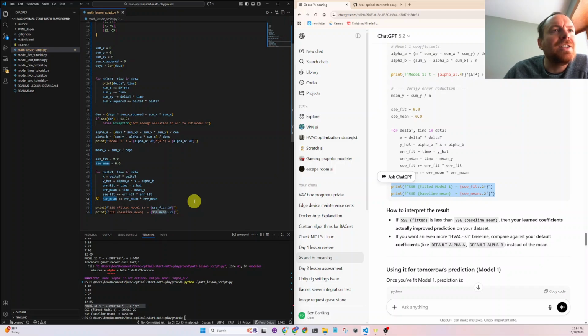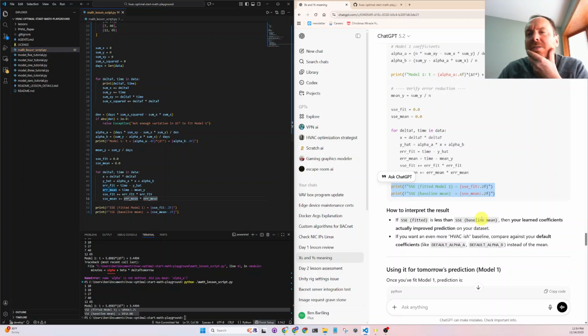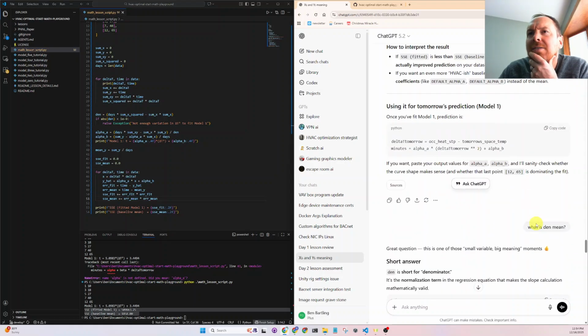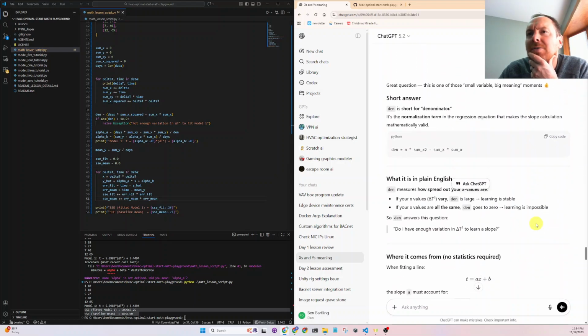So I just need to take a second to kind of soak this in. So yeah, it's just the squared error. Cool. So this is error in the fit, error in the mean. It's interesting, we did two. I still have to soak that in, squared error on the fit and then on the mean. I'm going to ask AI.